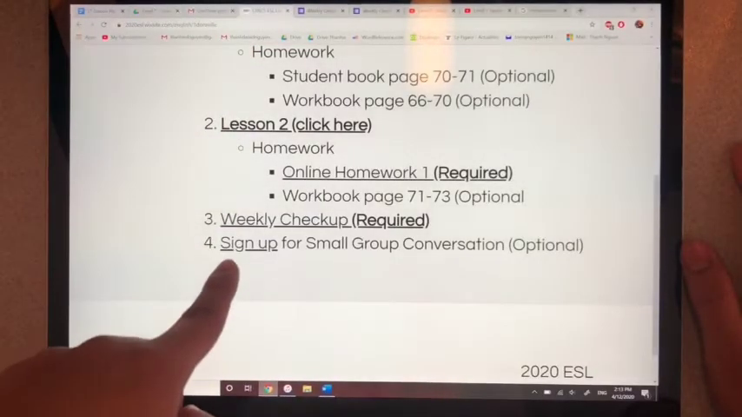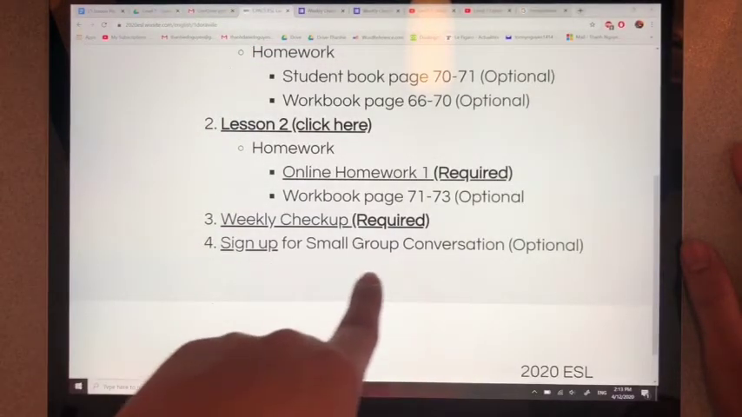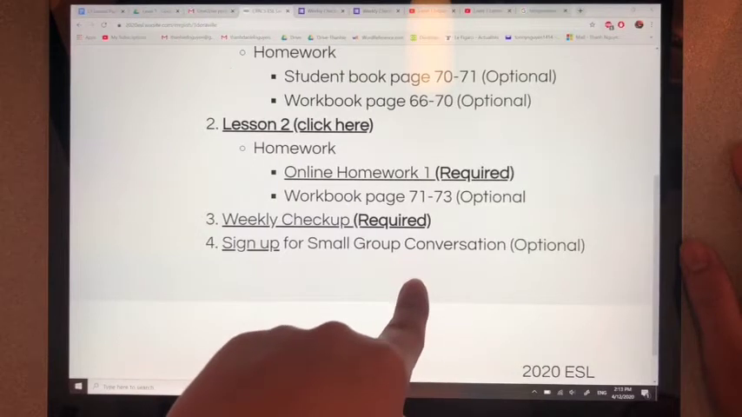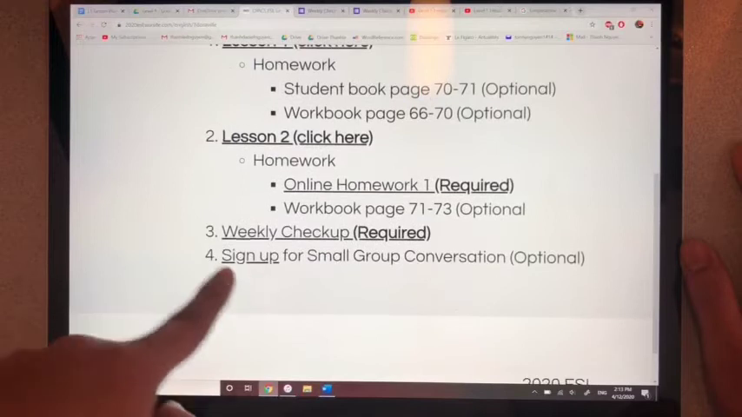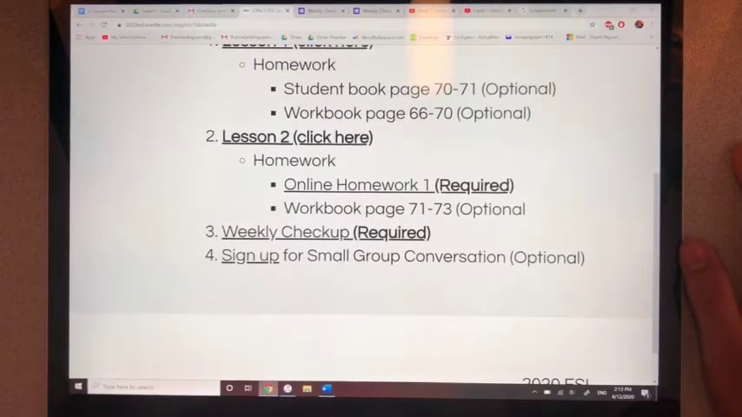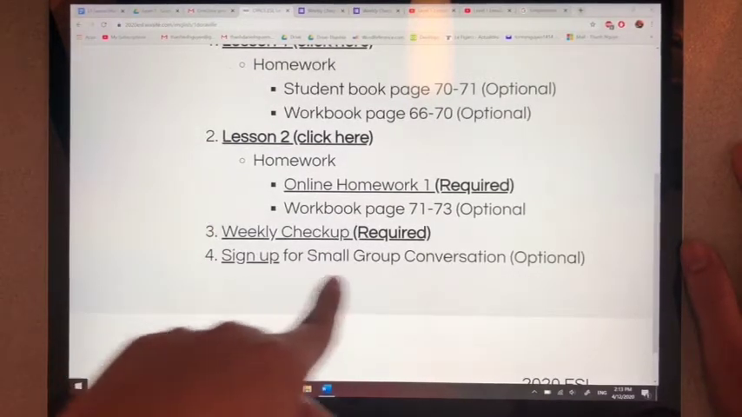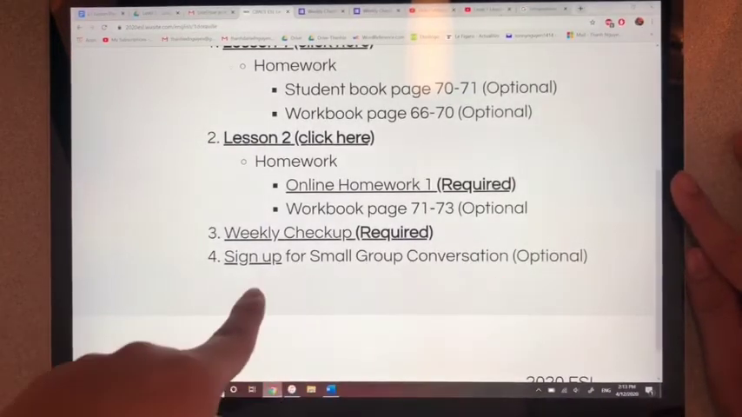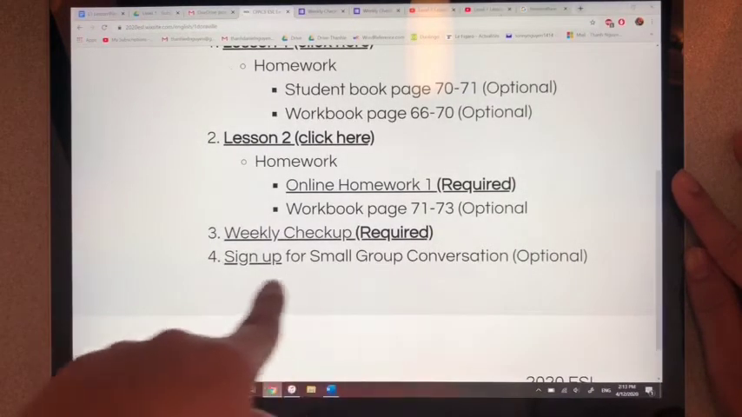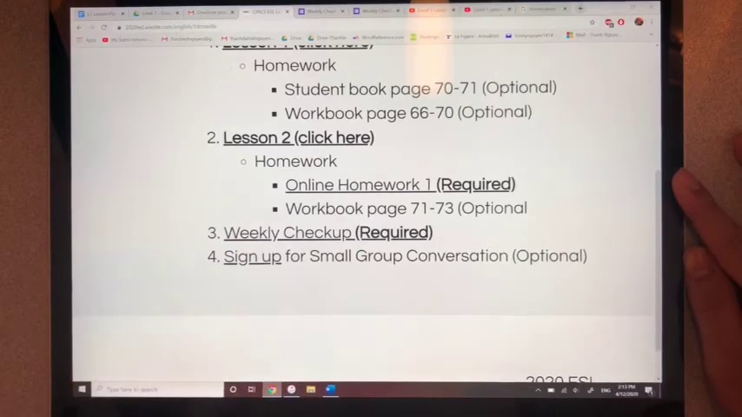And finally, at the end, you can sign up to talk with me so you can practice speaking. You can just ask me on WhatsApp, or you can sign up here. This is telecommunicating. This is so you can practice talking with me on your phone or on your computer.